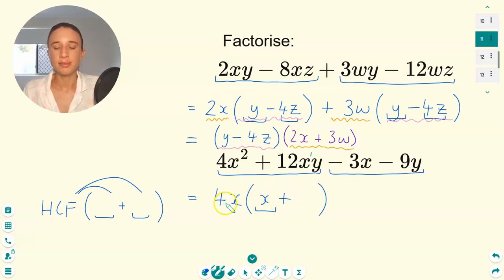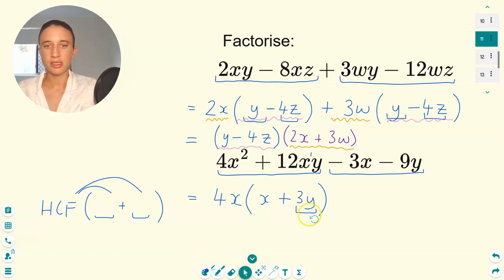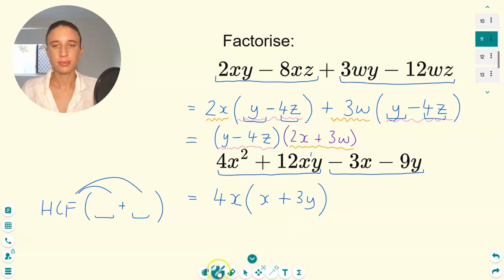So 4x times what gives me 12xy? 4 times 3 gives me 12. x times 1 is x, don't need to put in another one. And we need a y in there, so I'll put y. Looks nice.